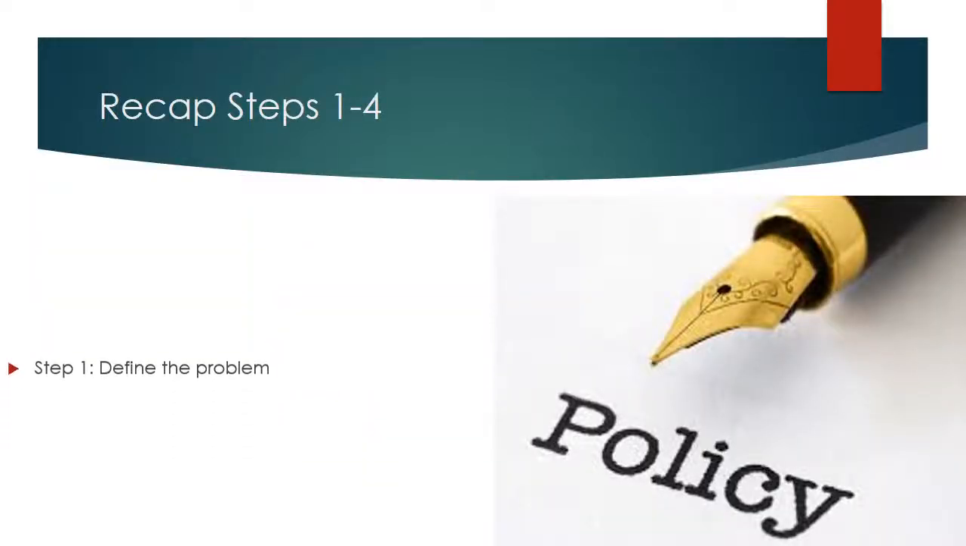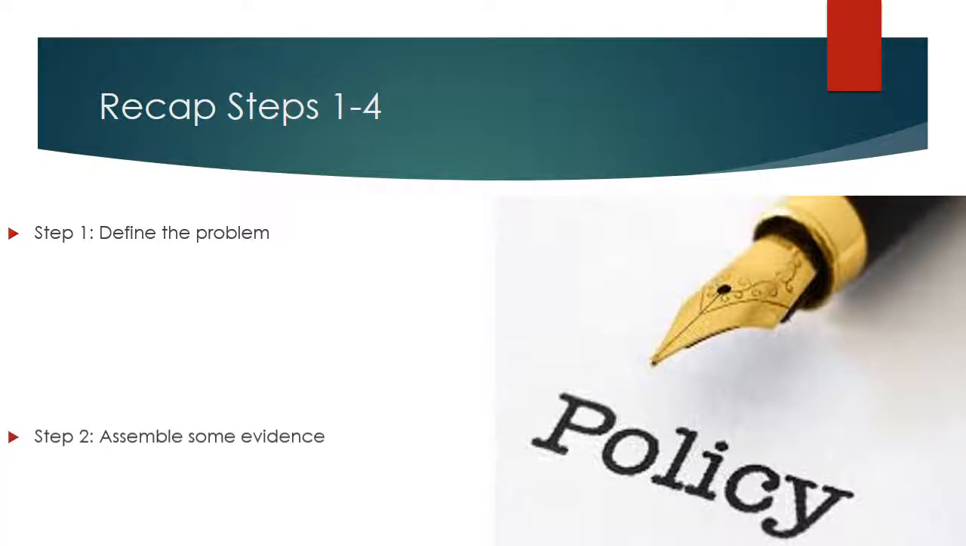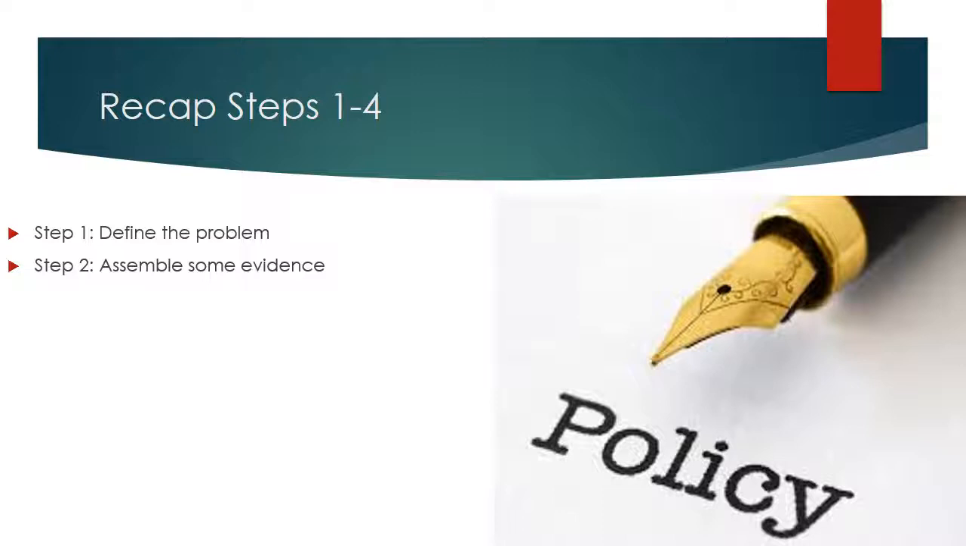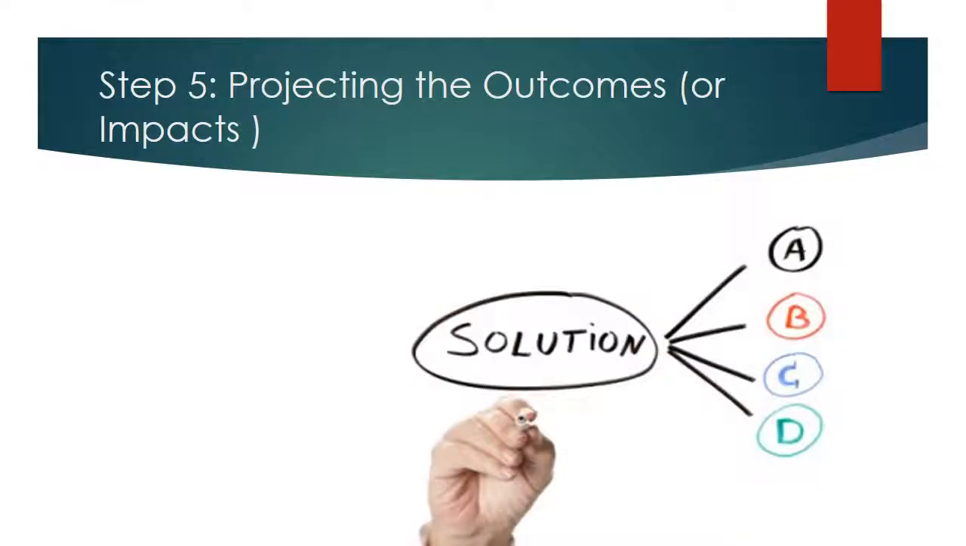So step 1 was to define the problem, and that is your reason for the new policy. Step 2 is to assemble the evidence, and that is your gathering of data, your conducting of your research. Step 3 will be to construct alternatives, which is a list of options that you have to solve the problem. Step 4 would be to select the criteria, which are the standards that you will use to judge the goodness of your projected policy. And step 5 would be the projecting of outcomes or impacts.